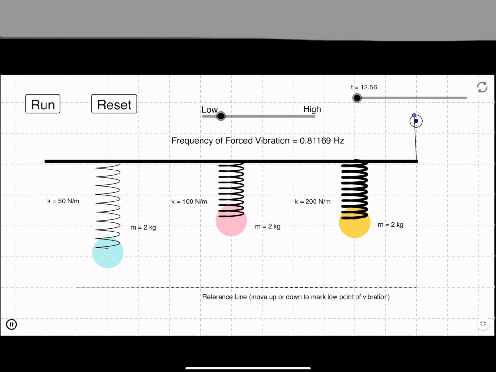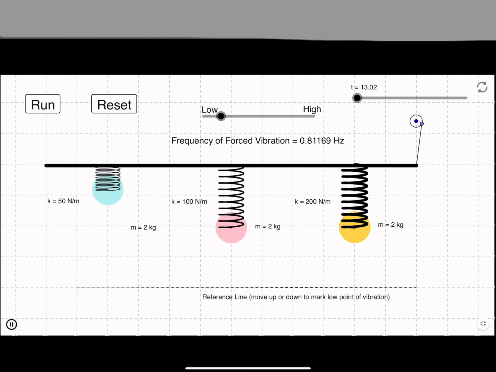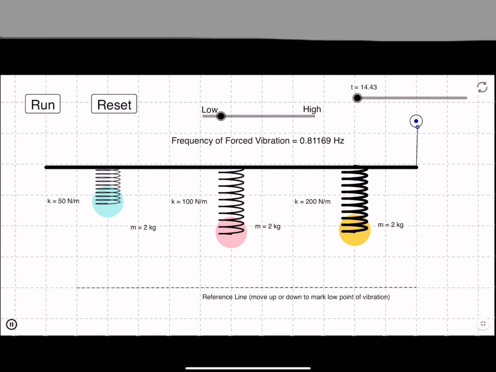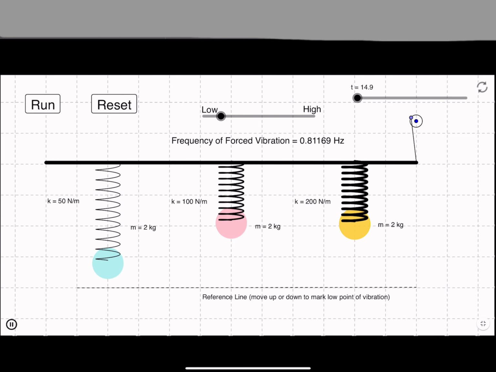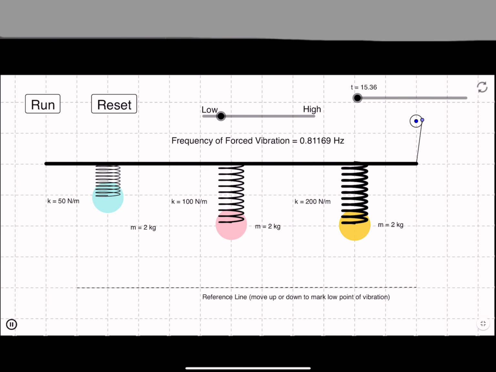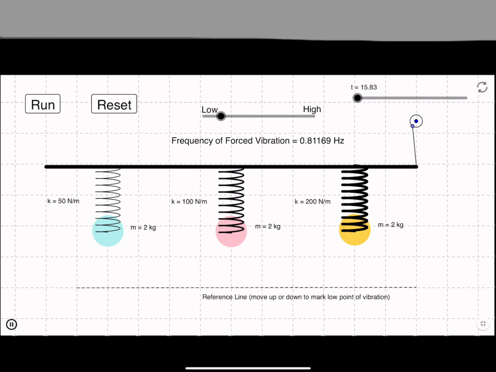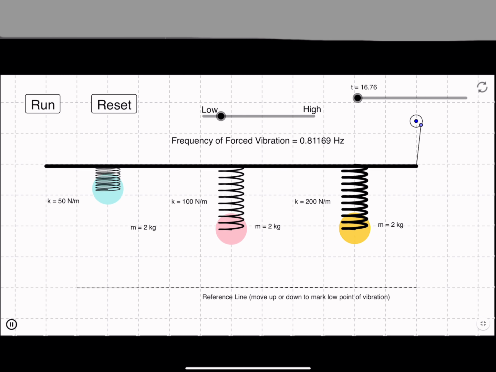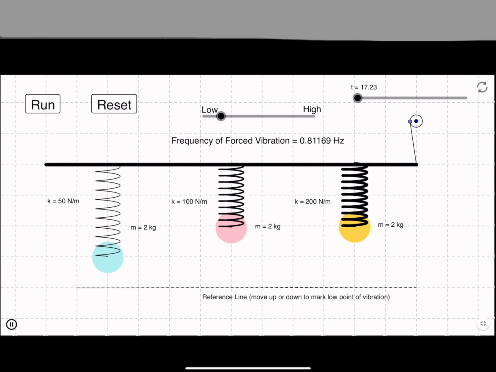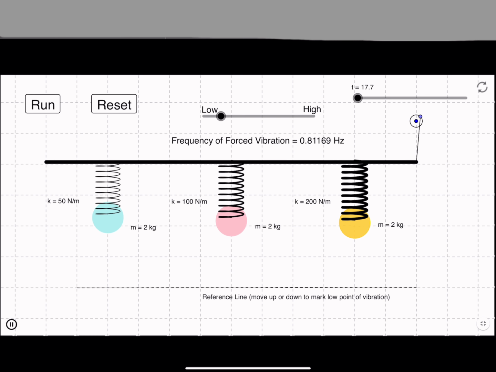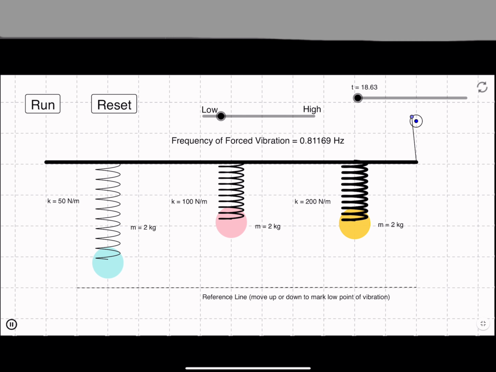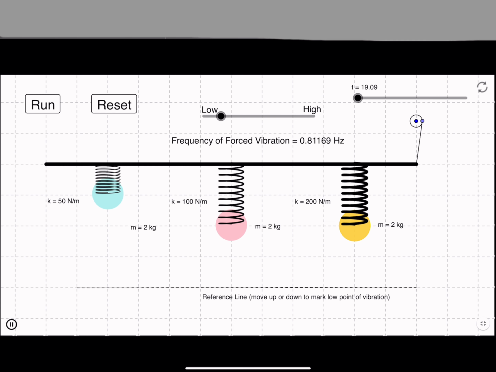But as for the blue ball, you can see the calculated value of the natural frequency is close to 0.8. So you can see here that the blue ball is resonating, or vibrating with the maximum amplitude. And you can see the other two balls, the pink and the yellow balls, are not vibrating with that maximum amplitude.